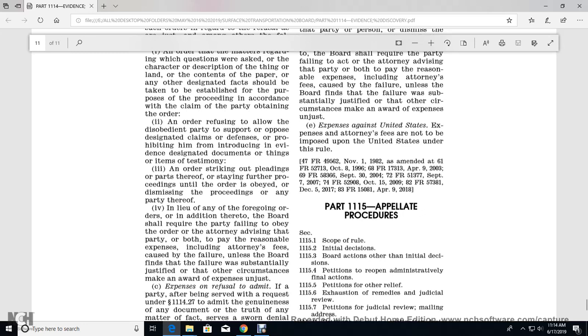Section E: Expenses against the United States. Except that expenses for attorney fees are not to be imposed upon the United States under this rule. 1115, Appellate procedures.